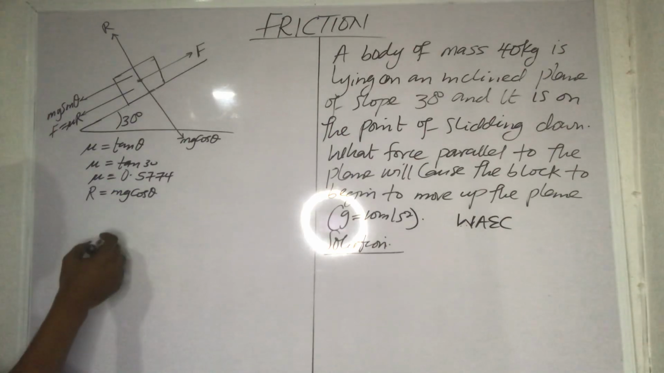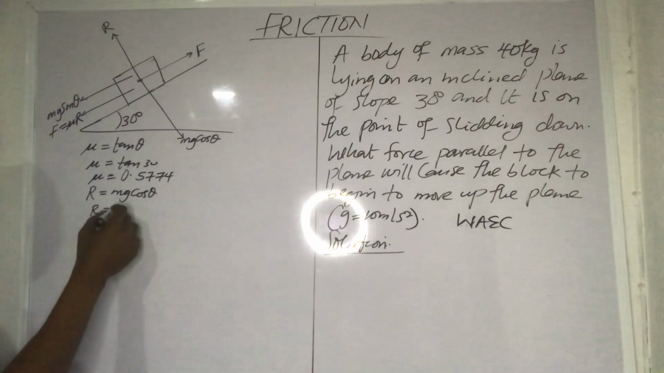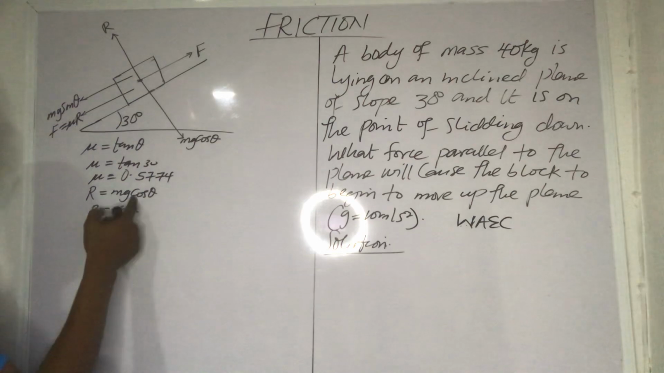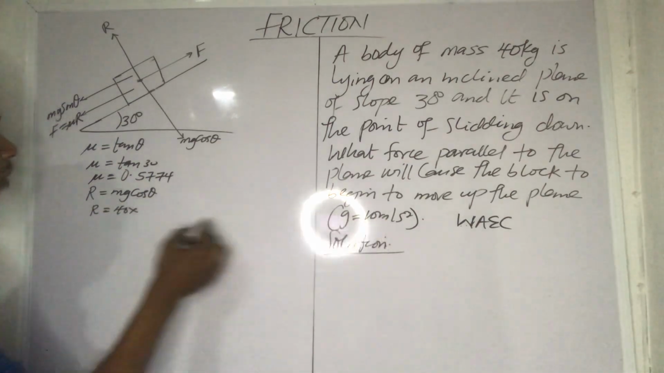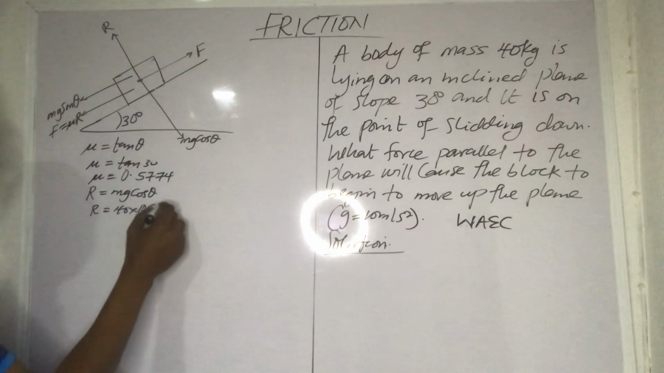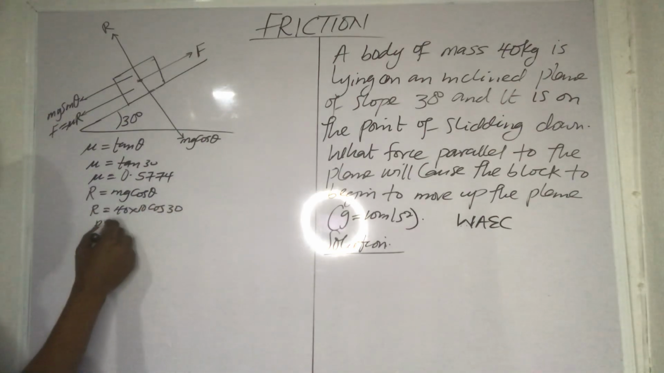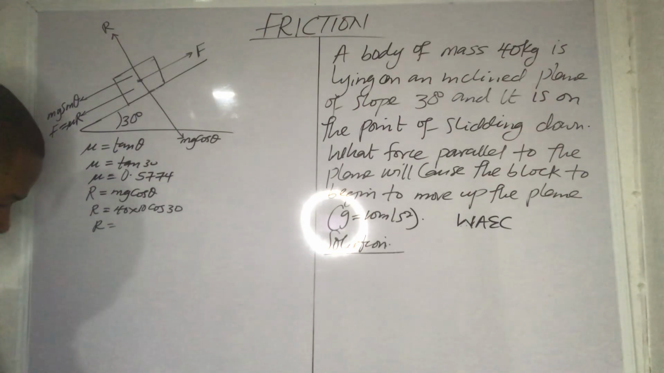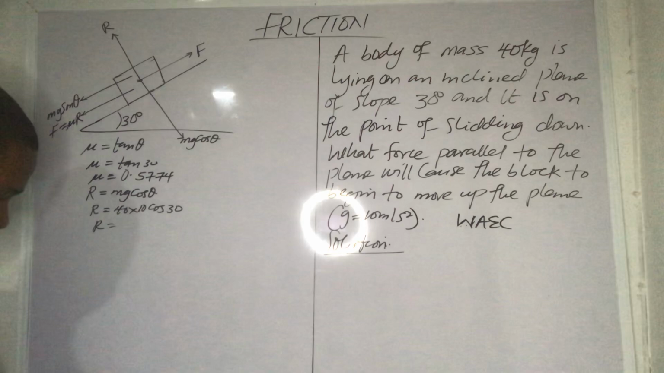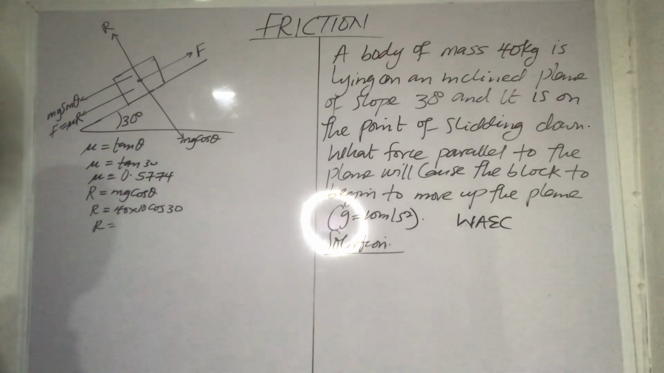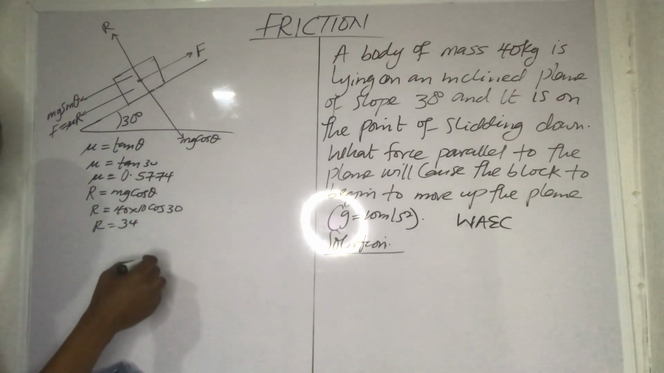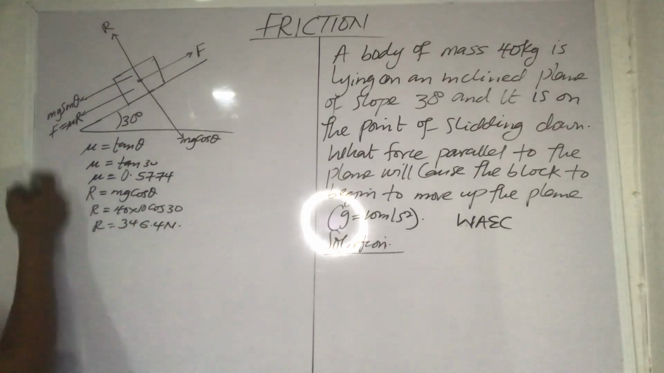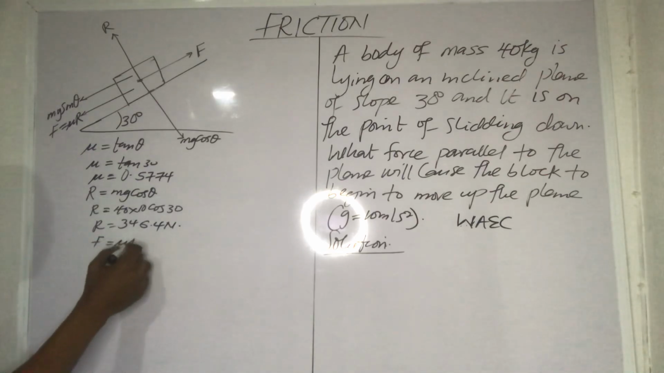Then if I substitute my values here, the mass of the body is 40 kg. Our acceleration due to gravity g is 10 meters per second squared. Then cos 30. So my R will be equal to 40 times 10 cos 30. And that will give me 346.4 Newton.